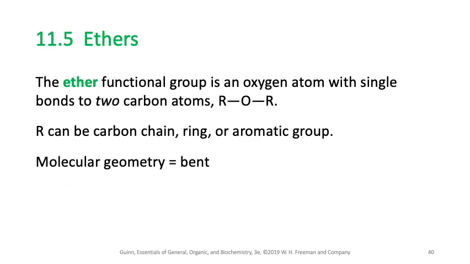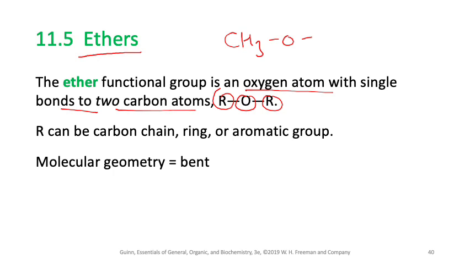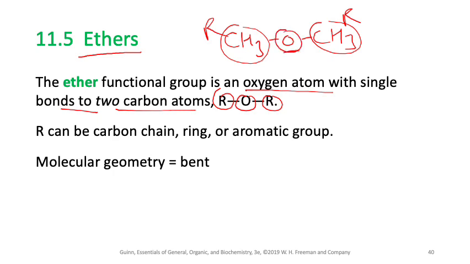So now we're going to talk about another functional group which we call ethers. The ether functional group is an oxygen atom with single bonds to 2 carbon atoms. So something like this, R, O, R. I can take an example, CH3, O, CH3. You can see one R group, a second R group, and you have oxygen at the center. If you find this kind of structure, that means we are talking about an ether.